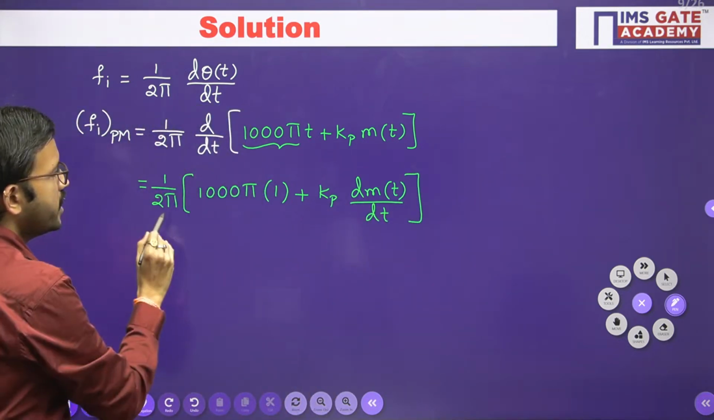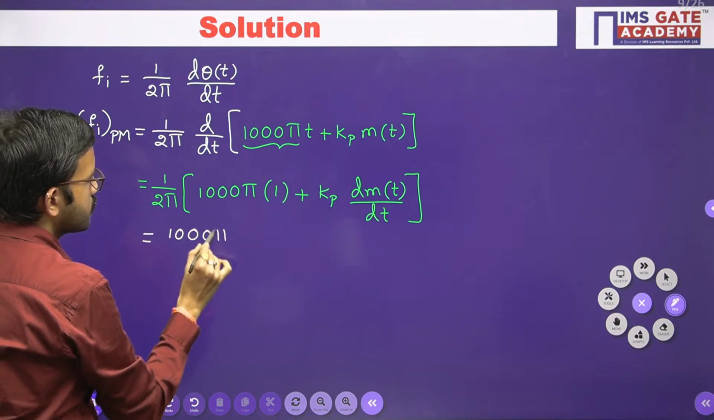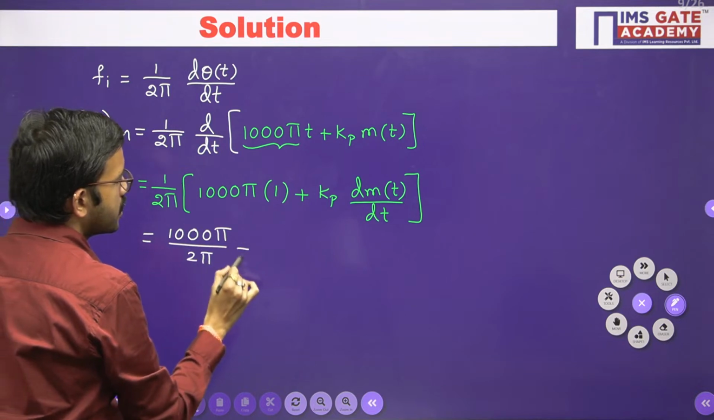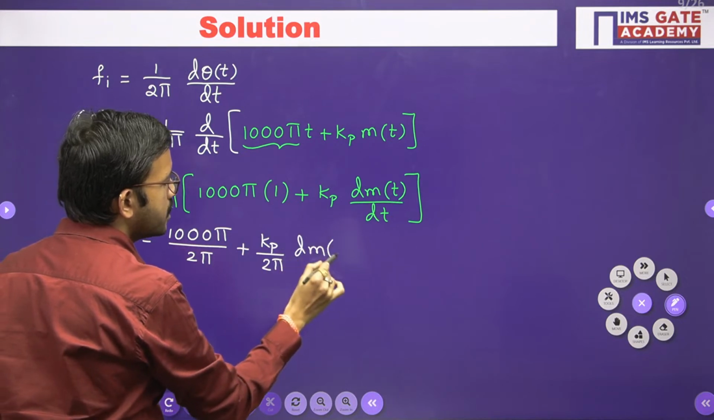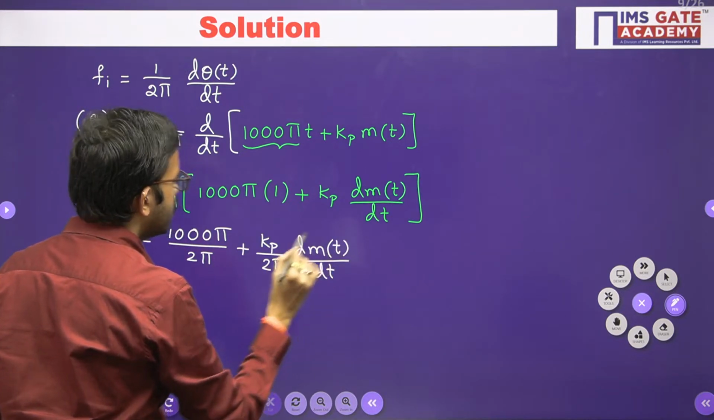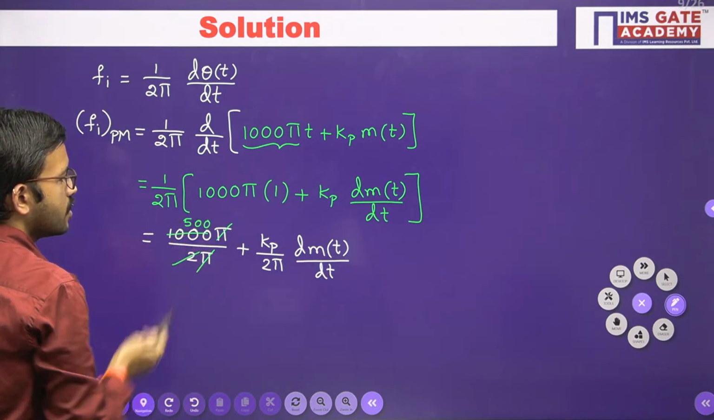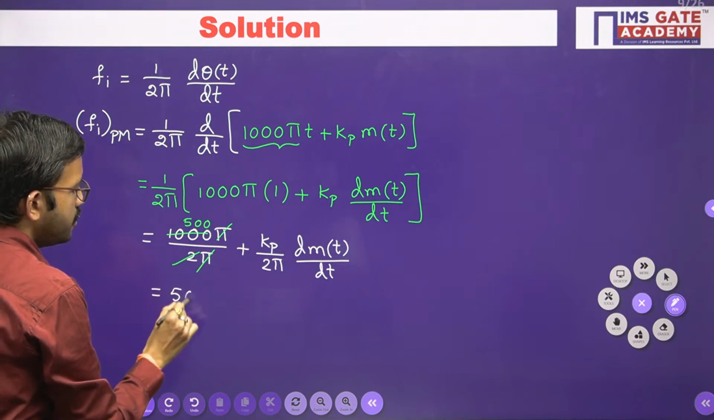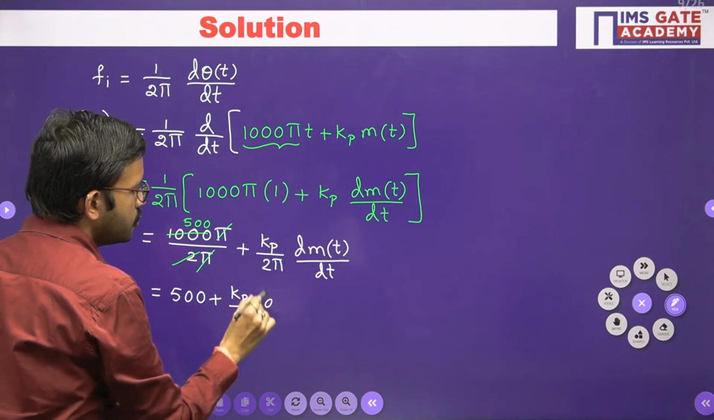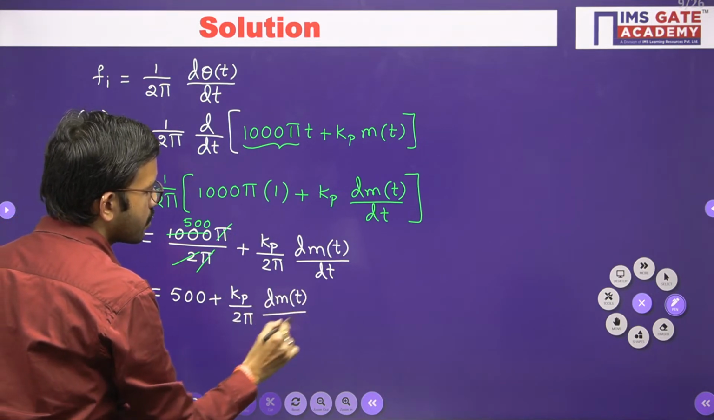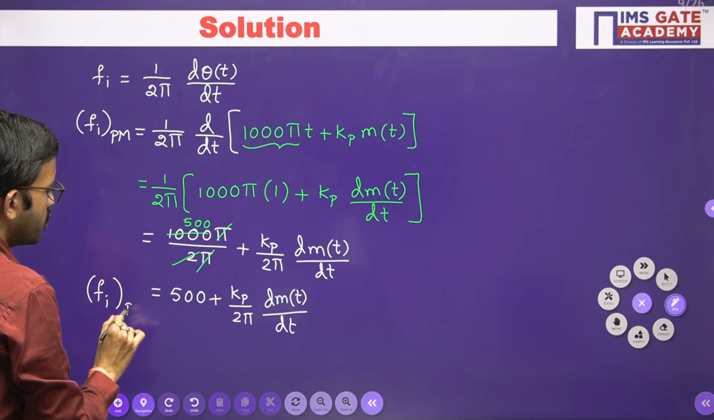Right. So here 1000 pi divided by 2 pi plus kp divided by 2 pi into dm of t by dt. Here pi will get cancelled, giving 500. So that means you are going to get 500 plus kp by 2 pi into dm of t by dt. So this is the instantaneous frequency in the phase modulated signal.